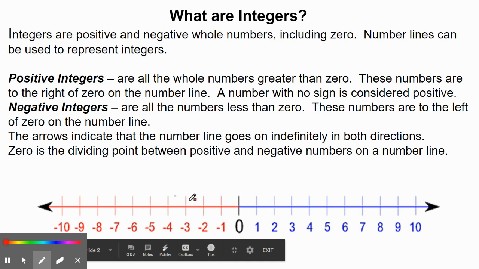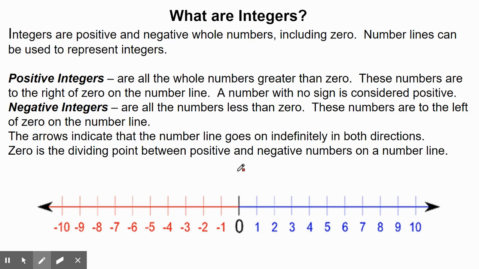Now, let's take a look at this number line here. 0 is what we're going to call our dividing point. The reason I'm calling it the dividing point is if I look, it doesn't match the red, nor does it match the blue. So we would say 0 is neither positive nor negative, okay? It's neutral.